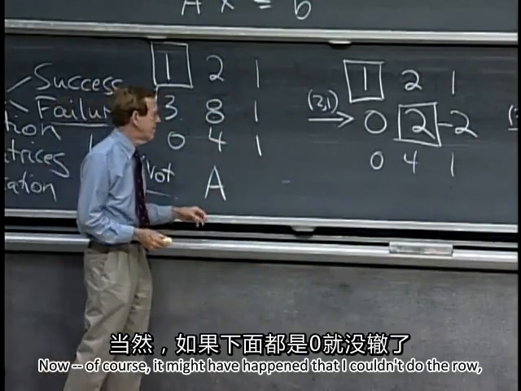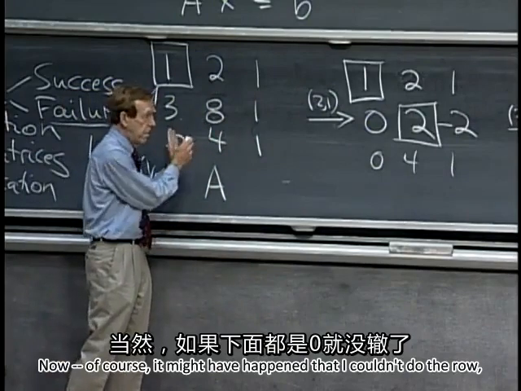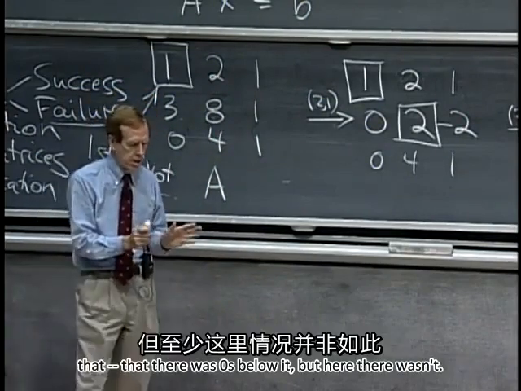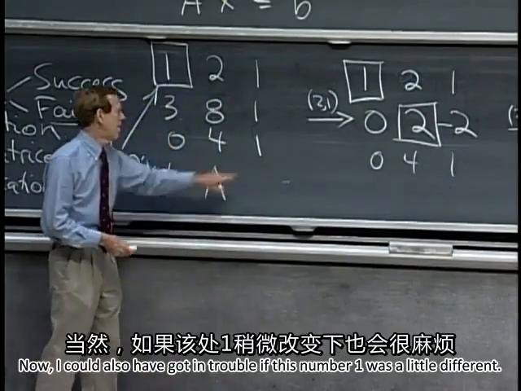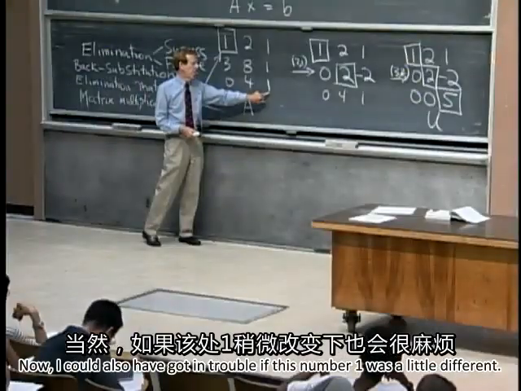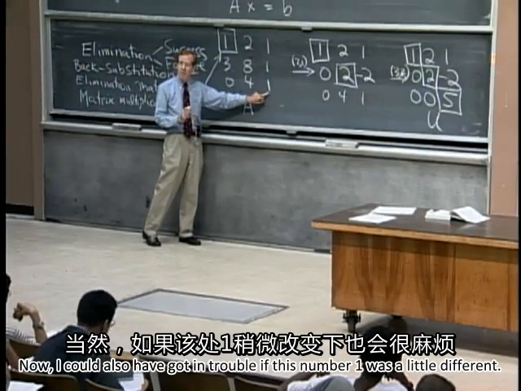Now, of course, it might have happened that I couldn't do the row exchange, that there were zeros below it, but here there weren't. Now, I could also have got in trouble if this number 1 was a little different.